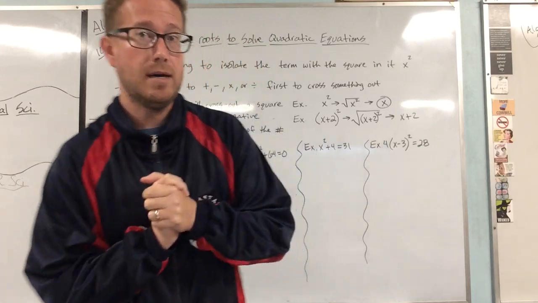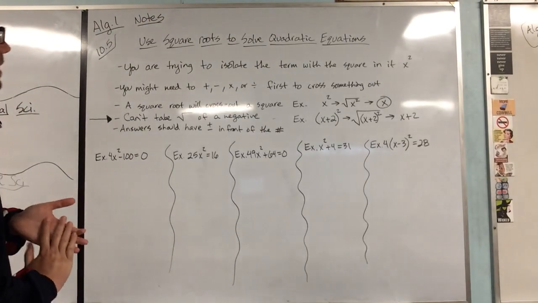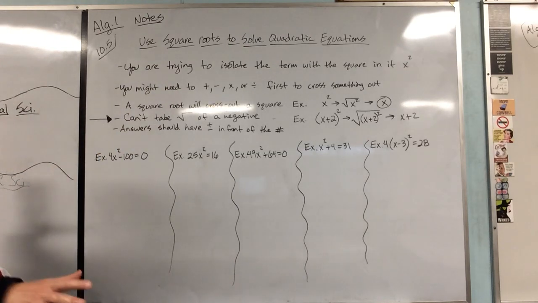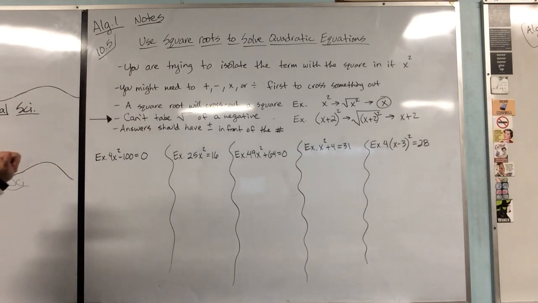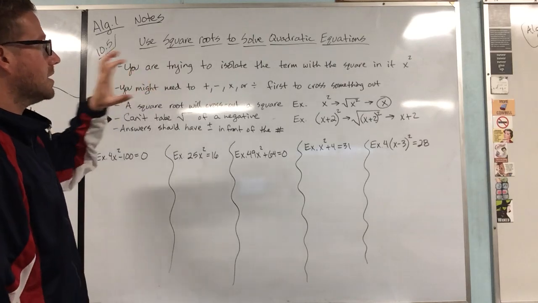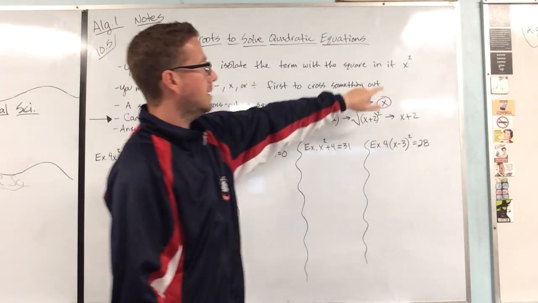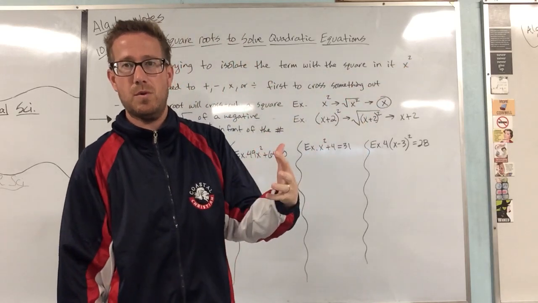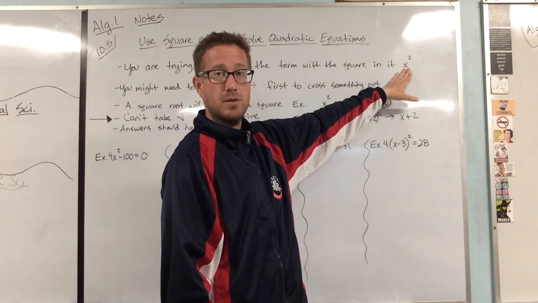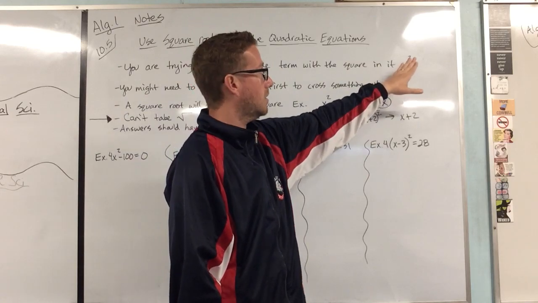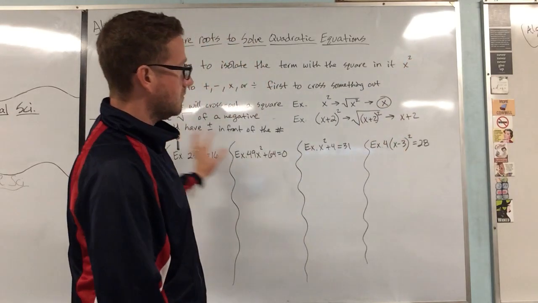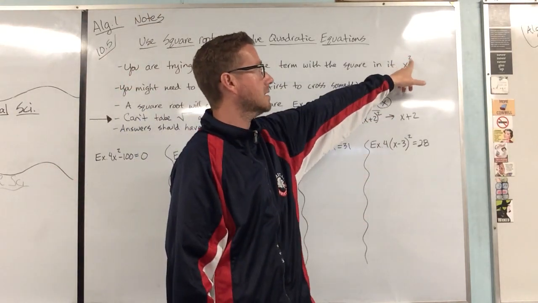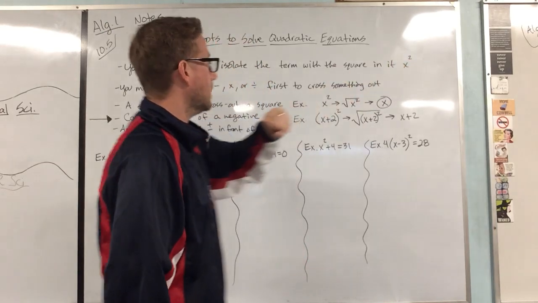All right, so let's take a look at what we have going on here. With these problems, again, pause it if you need to, so that we can copy all these notes down. With these problems, you're trying to isolate the term that's going to have either the x squared or basically just the squared exponent in it. It doesn't matter what variable they use in your homework problems. I'm going to be using x throughout all of my example problems, but they can use any letter. That doesn't matter. It's just that you're trying to isolate the term with the square in it, okay?